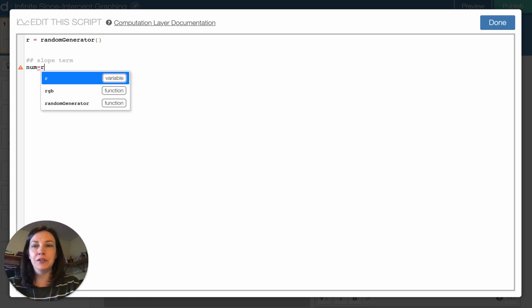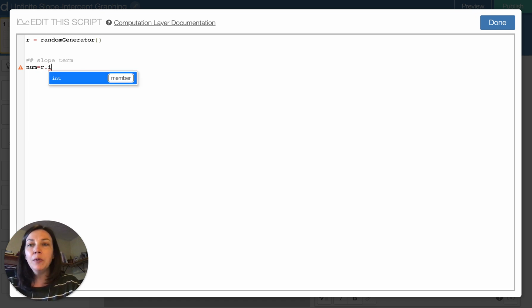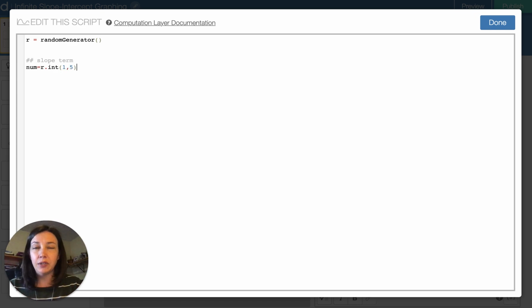Numerator will be equal to a random integer. I want it personally to be between 1 and 5. We'll work on negatives in a bit. Denominator, same thing.